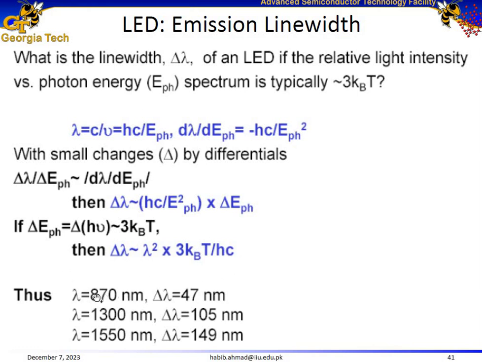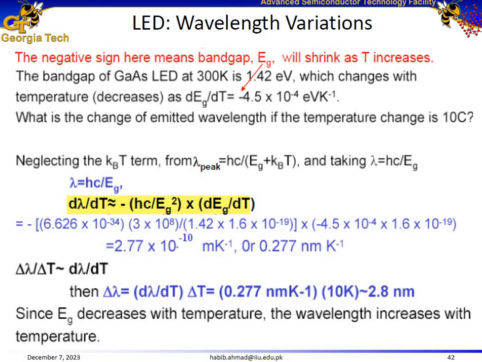So if our wavelength is 870 nanometers in the infrared light range, then the line width comes out to be 47 nanometers. At a wavelength of 1300 nanometers, the line width comes out to be 105 nanometers. At a wavelength of 1550 nanometers, the line width comes out to be 149 nanometers. So we considered the line width.